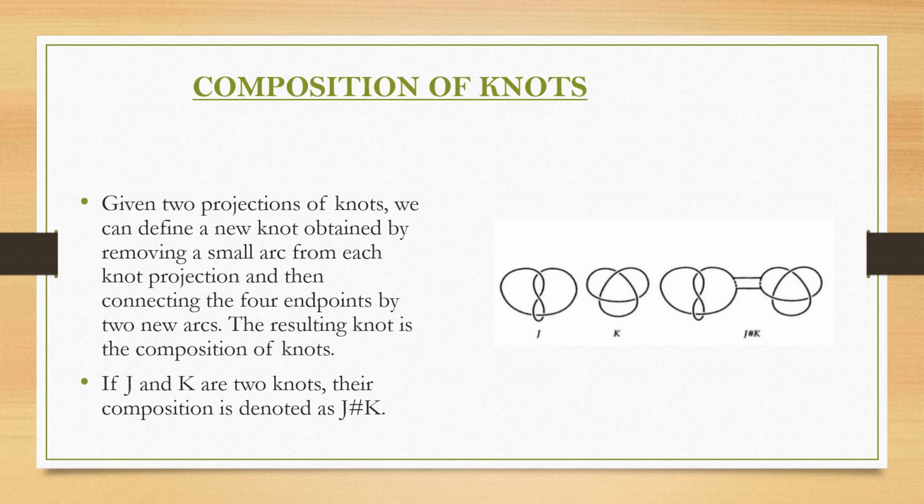In the figure, if you observe, you can say that there is a projection J and there is a projection K. You can see that this particular part of J and a small portion near it, such that they do not intersect, okay? This part of K are removed. You can see it is depicted by dotted lines, and the four endpoints are connected by small arcs to give a different knot called composition of knots.